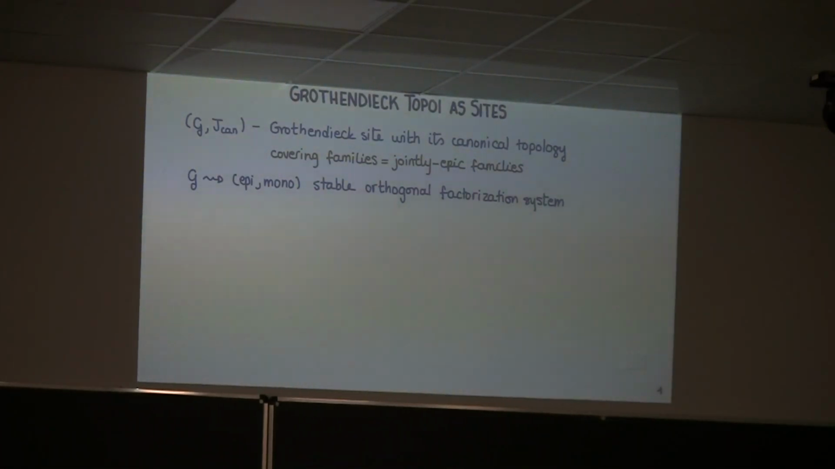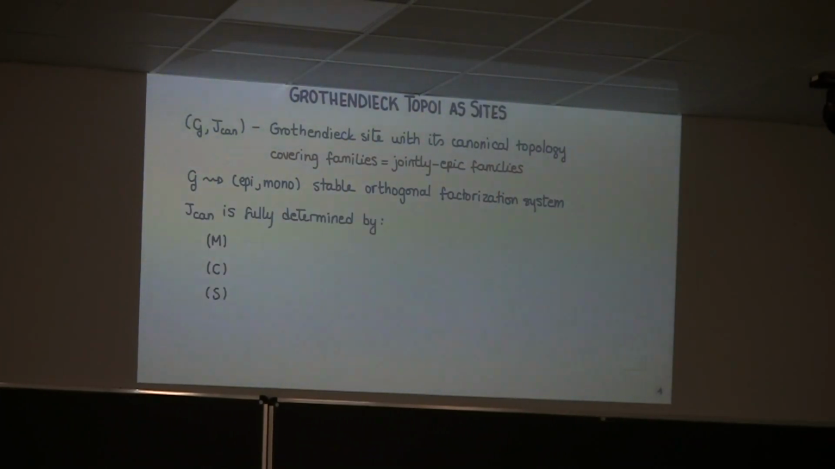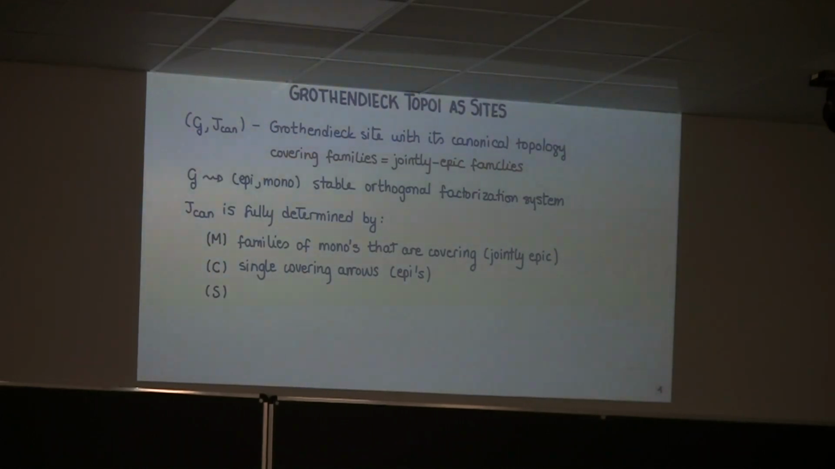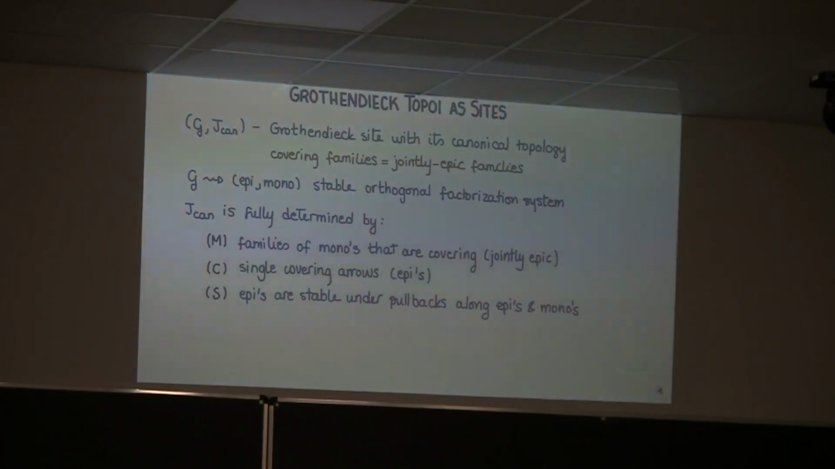And so if we take this into account, we see that the canonical topology is fully determined by three pieces of data. First, we have the families of monos that are covering, so that are jointly epic. On the other hand, we have the single covering arrows, the epimorphisms, and the fact that they together form a topology is codified by the stability under pullbacks. So we have covers like this, and we factor each arrow in our covering, and we get a cover given by monic arrows recomposed with single covering arrows.